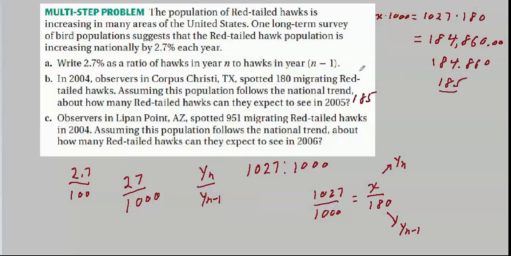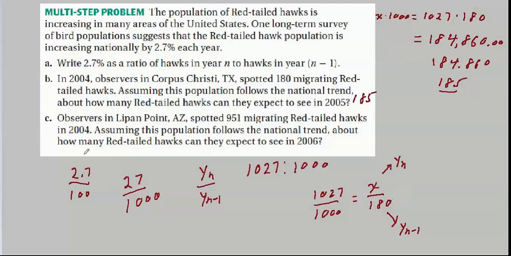You with me so far? You see what we did? There are probably other ways to do this, by just computing the increase. For instance, this was the increase. If you took 2.7 over 100, or in other words, 0.0027, multiplied it by 180, you should get about 5, and that would represent the increase. You could add that to the original, and you would still get 185.